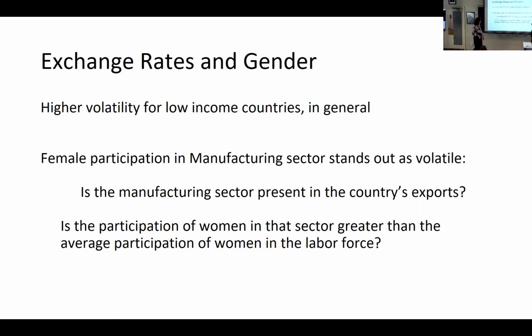Is the participation of women in that sector greater than the average? This is also important. So we can see, if you have participation of women in the manufacturing sector that's relatively high, but other sectors are higher, then maybe you can have this imbalance as well with the role of the exchange rates. Now I pass to José.